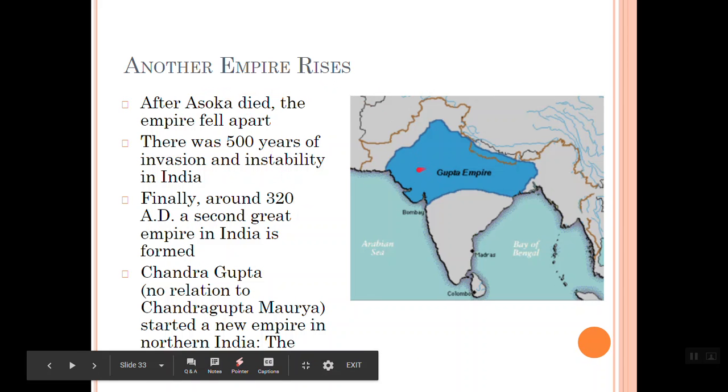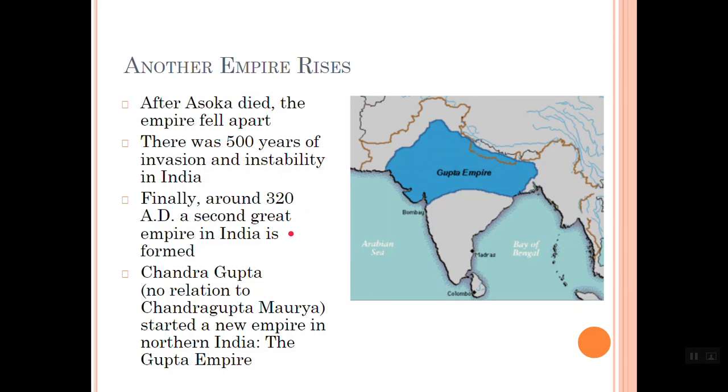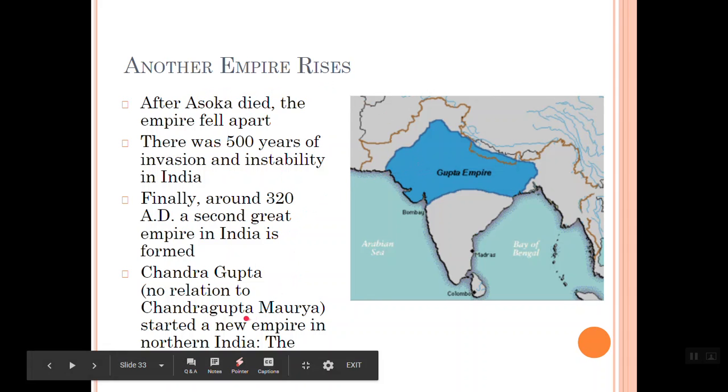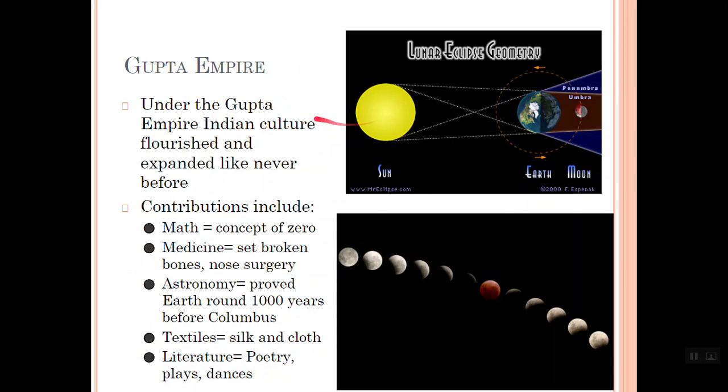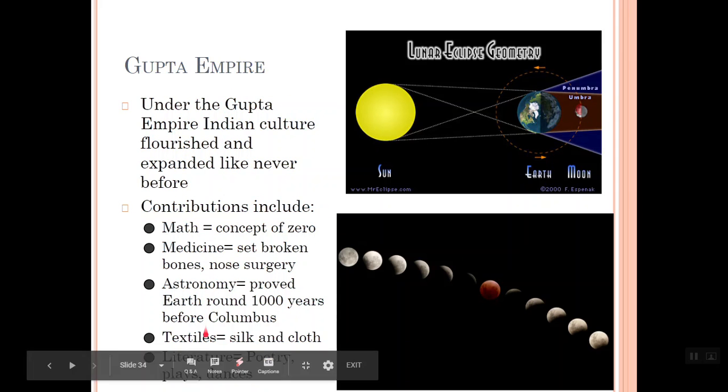All right, and the Guptas arose as a result. The second great empire in India was formed. Gupta, no relation to the last emperor, came in a new empire in northern India, the Gupta Empire. All right, came up with different cultures. All right, math, medicine, astronomy, textiles, very sophisticated peoples.